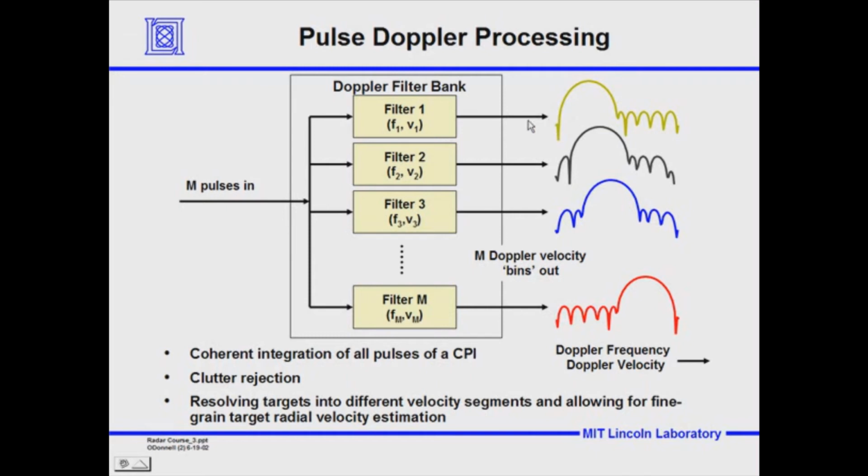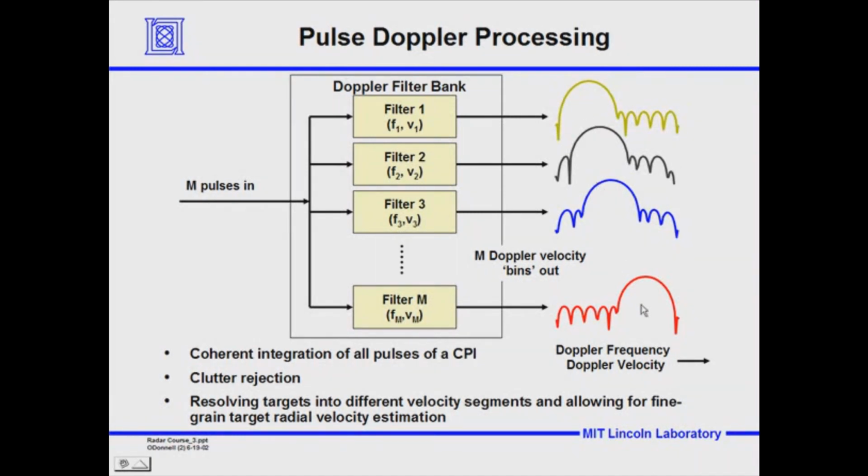So if a target went through filter 1 and it came out, you know that its Doppler velocity is in this regime, and you know that it's not. The other thing to point out is if there was some clutter, like rain clutter, as we talked a little bit about in the clutter lecture, the rain clutter would be suppressed and you could see a target.